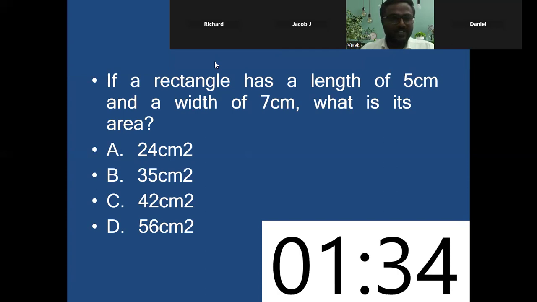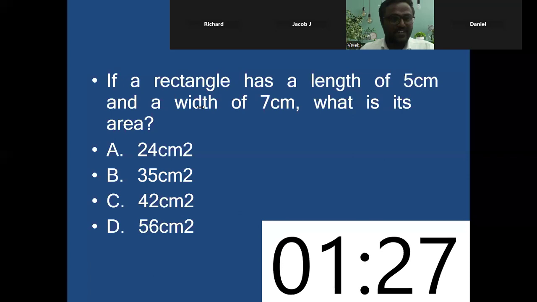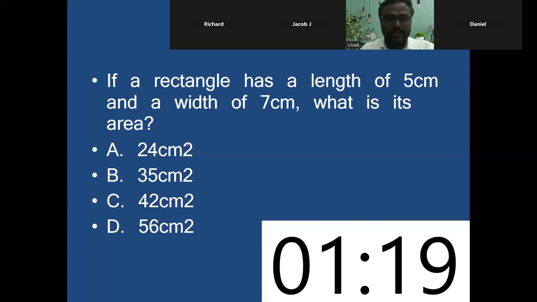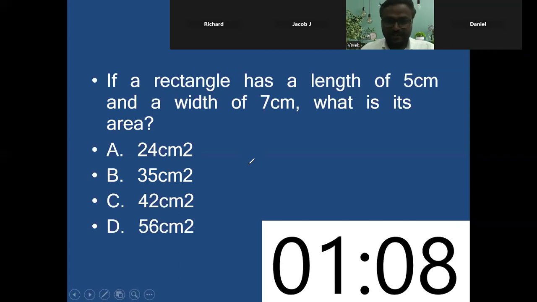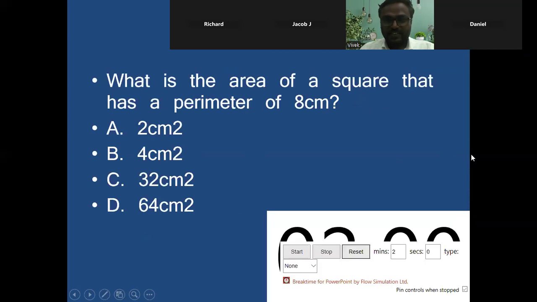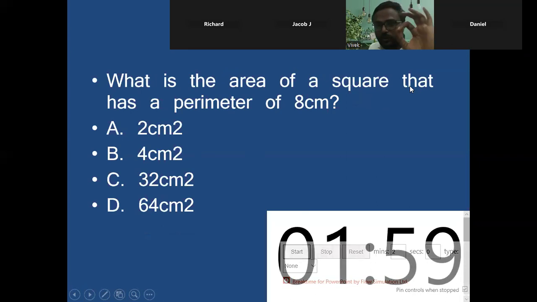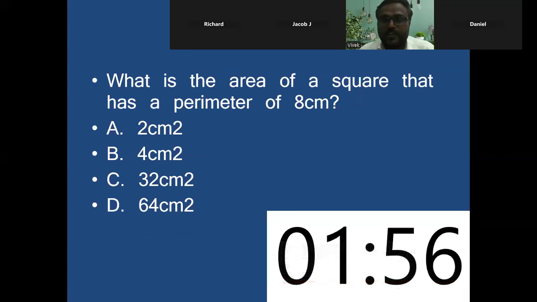I already have two answers. Awesome, Reggie. Awesome, Daniel. Richard, very good. This square basically, it's going to be a square, guys. Yep, Jacob has also answered. I have got all the answers. That's awesome. Let's move on to the next question. So next question, your time starts now. It's a bit tricky, but I want you to solve it. Try your best.